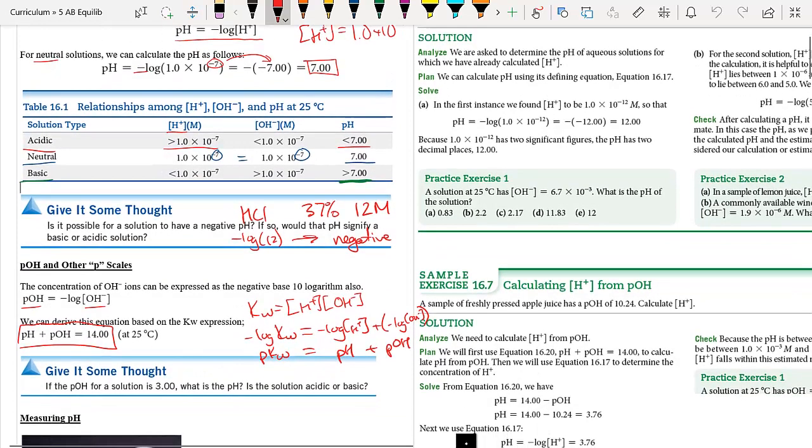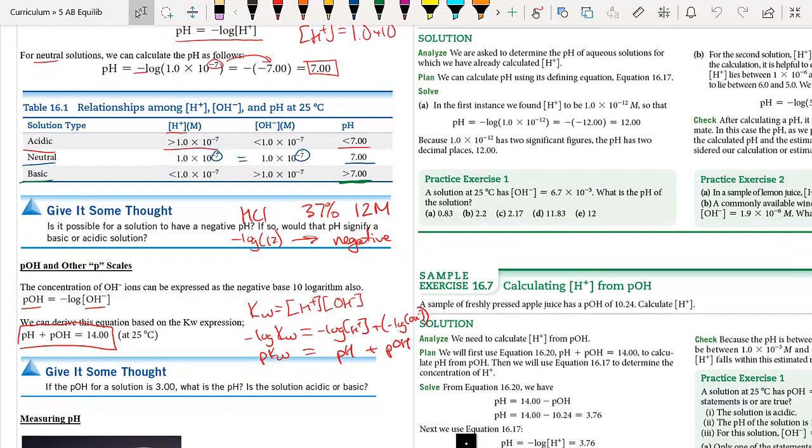The next concept here, just give it a little bit of thought, is if our pOH is 3, what's the pH and is this acidic or basic?